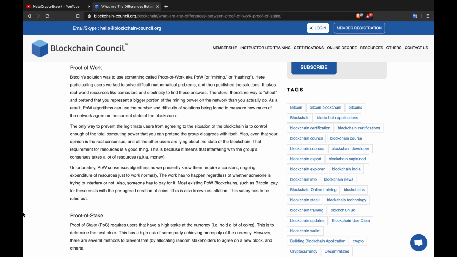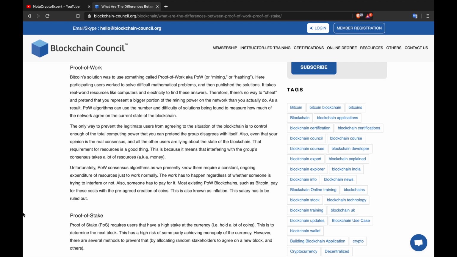The only way to prevent legitimate users from agreeing on the state of the blockchain is to control enough of the total computing power that you can pretend the group disagrees with itself, and that your opinion is the real consensus and all the other users are lying about the state of the blockchain. That requirement for resources is a good thing. This is because it means that interfering with the group's consensus takes a lot of resources.